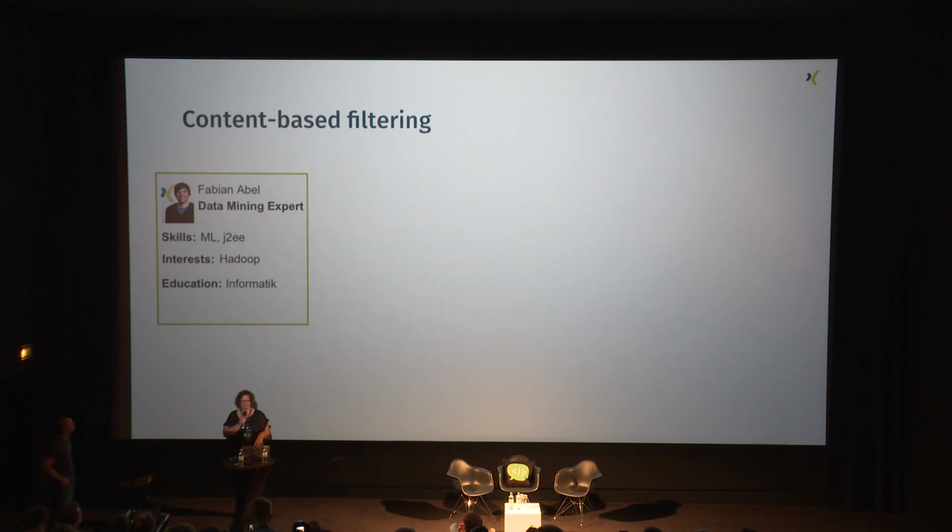So in the content-based filtering, we first of all have the user profile. So here we have Fabian. Fabian is a data mining expert with skills in ML, J2EE, Hadoop, and informatics education. And now we want to find the best matches. But that's all in natural language. Natural language is ambiguous. So we first of all need to understand what the user wants to say with these skills and with this job role.